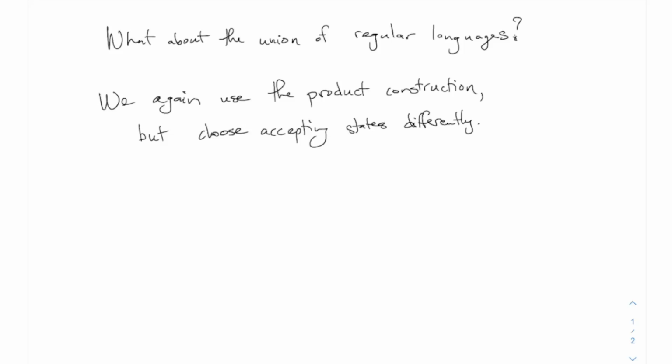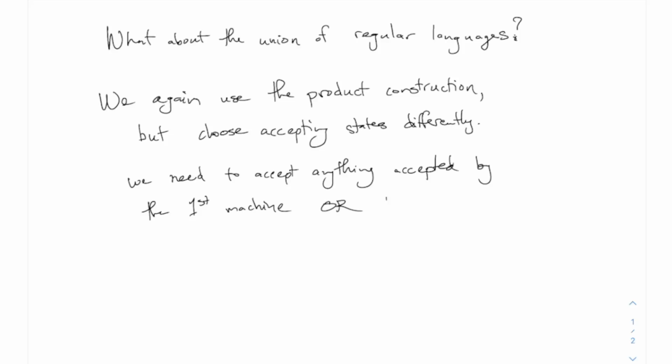All right. The difference in this case, we need to accept anything accepted by the first machine or by the second machine. And the only difference from last time is that word or. Last time we were using the word and, all right? But because I'm talking about unions, it's or this time.